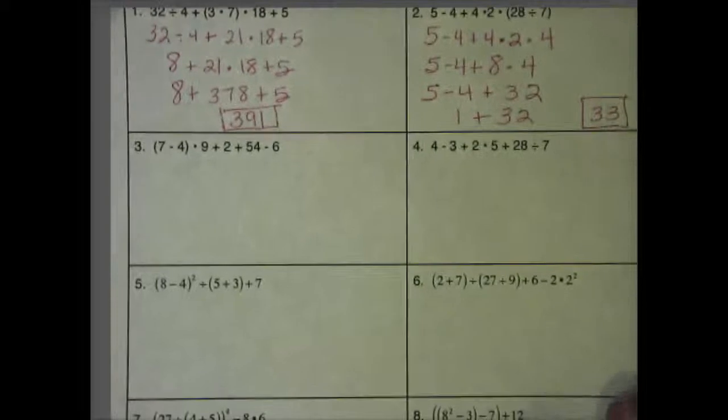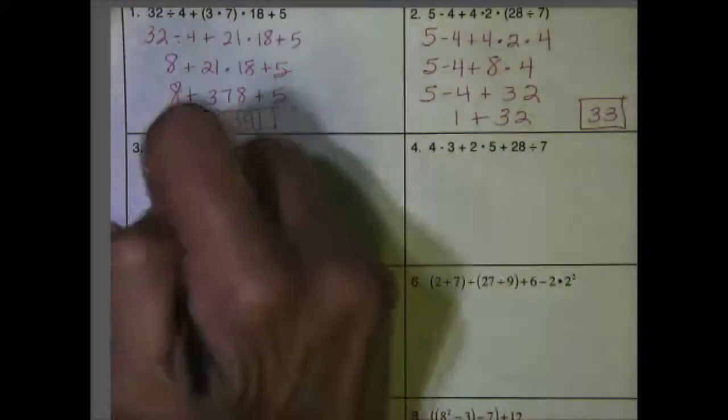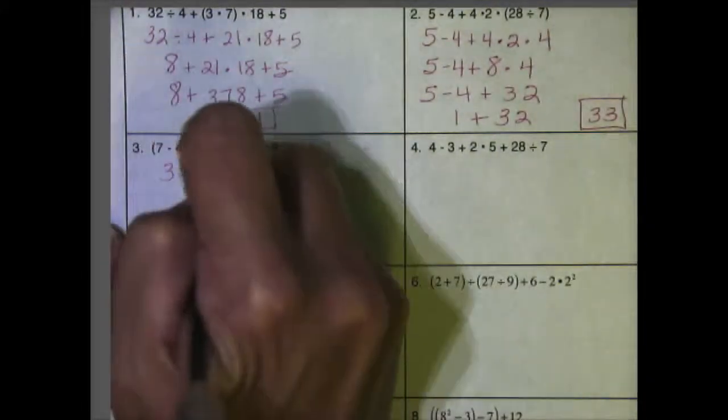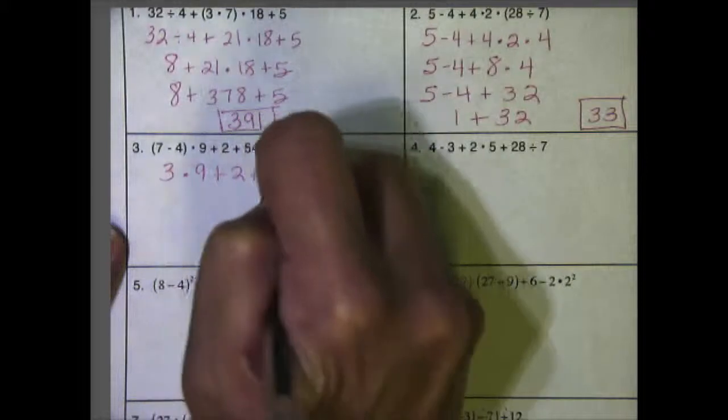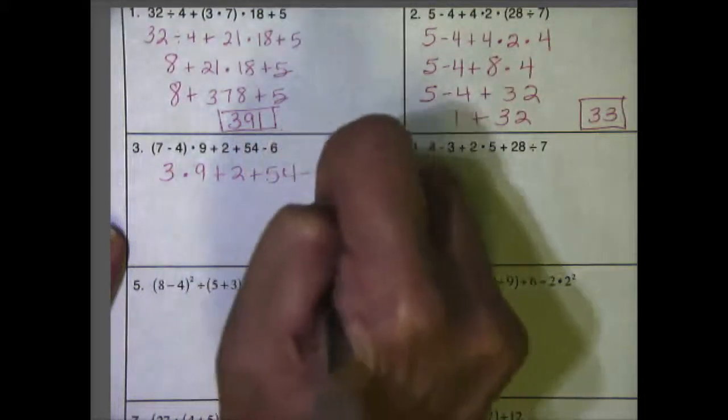Once again, we'll start with our grouping symbols. So we have 7 minus 4, we know that's 3, and then times 9, plus 2, plus 54, minus 6.